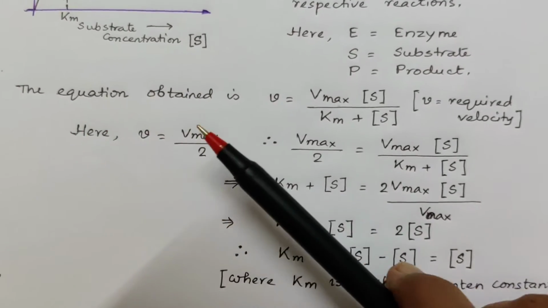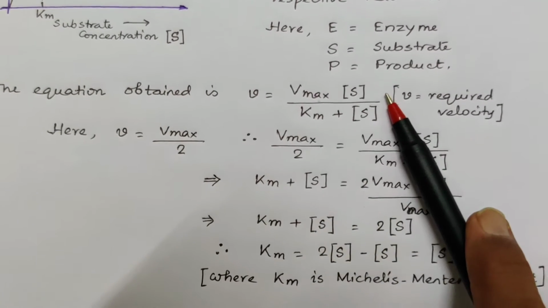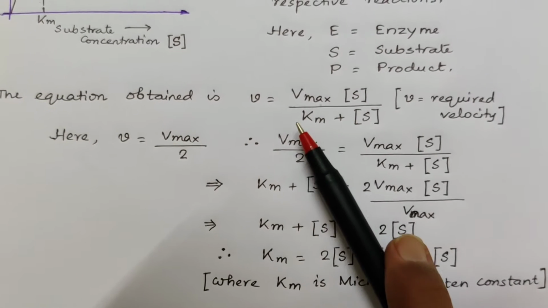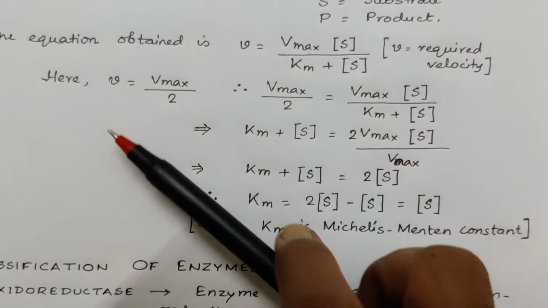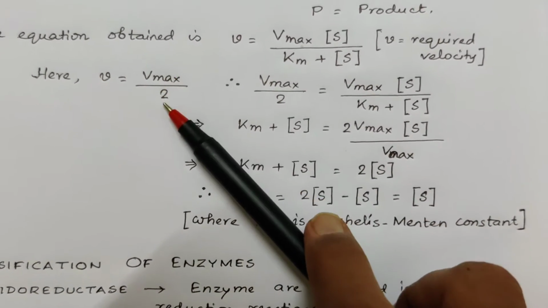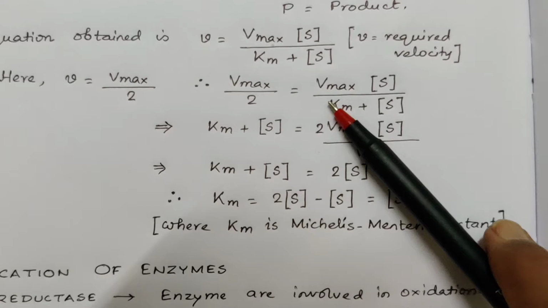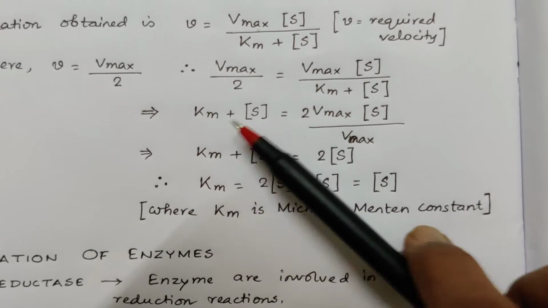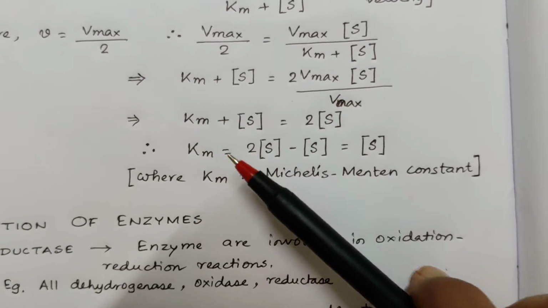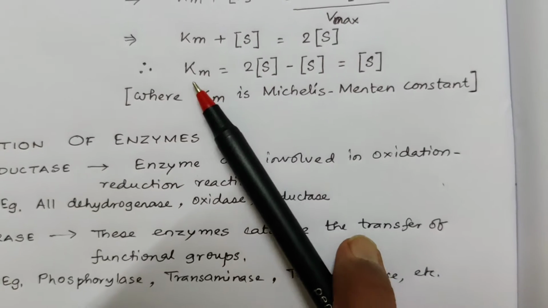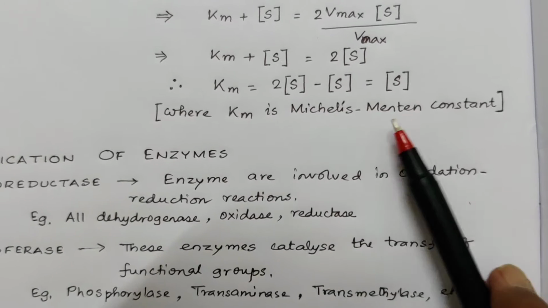So here we go, the equation obtained for the required velocity, that is small v, is equal to Vmax into S, meaning substrate concentration, by Km plus S, where Km is the Michaelis Menten constant. So if v is equal to Vmax by 2, meaning our required velocity is Vmax by 2, then we put the value over here. It appears like this. So we cross multiply and ultimately we arrive at this conclusion where Km is equal to 2S minus S, that is equal to S, where Km means Michaelis Menten constant.